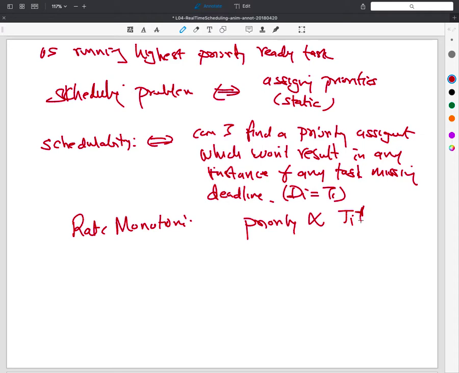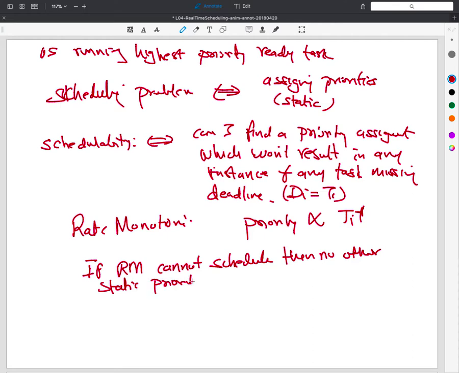So the result, again, we didn't prove it, is really that if RM cannot schedule, that is RM priority assignment, then no other static priority assignment will work. So that was a powerful result.